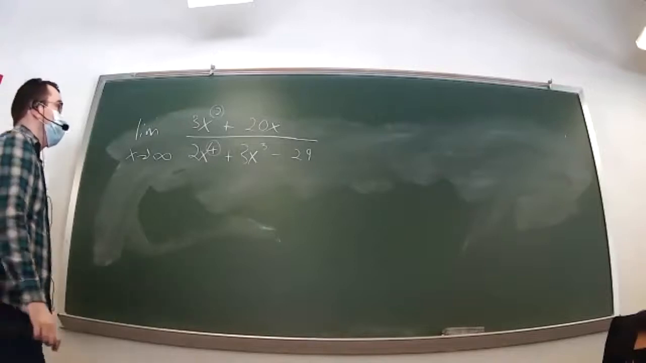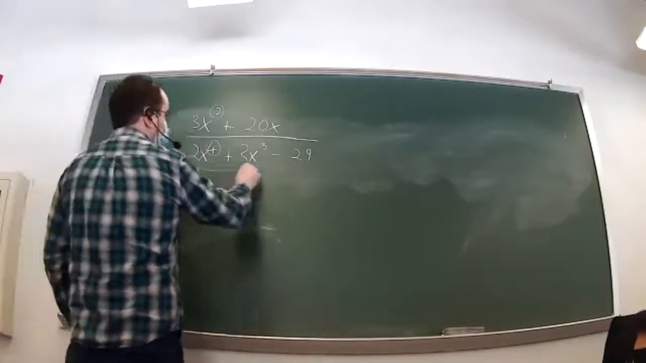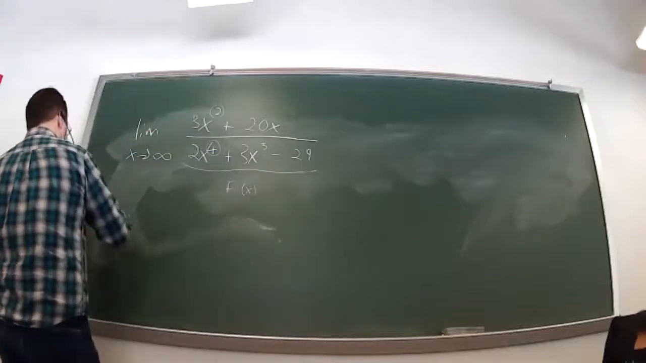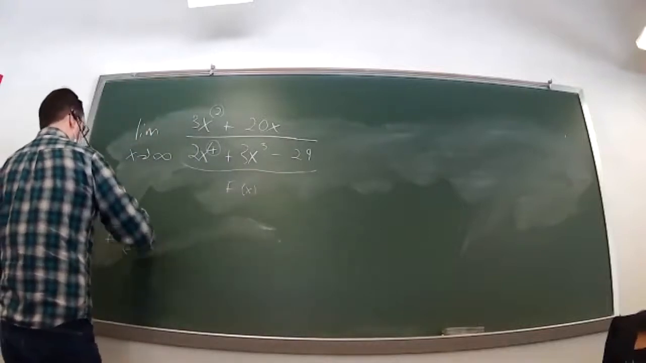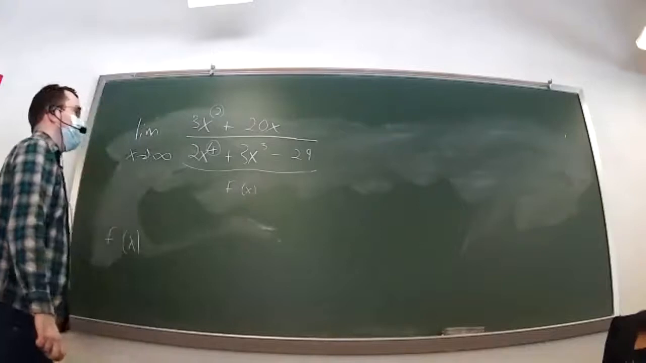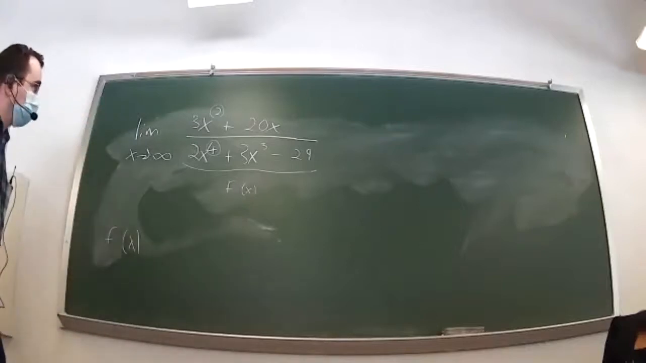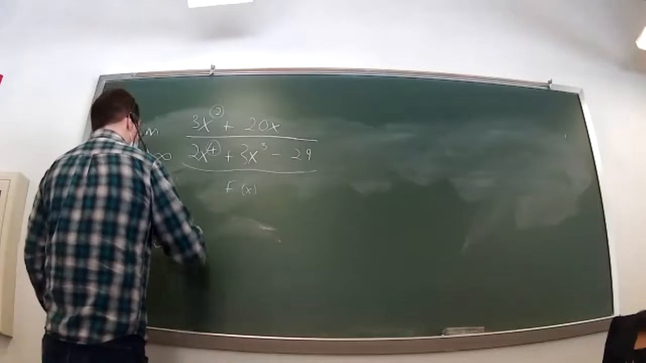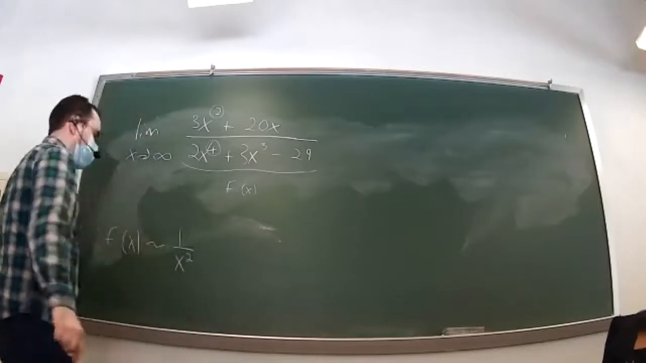And what I'm thinking is that this expression, maybe you call it f of x, is going to be kind of comparable or similar to 1 over x squared.